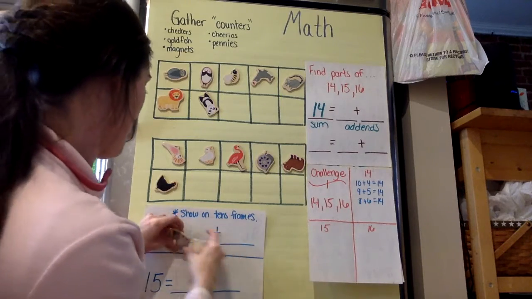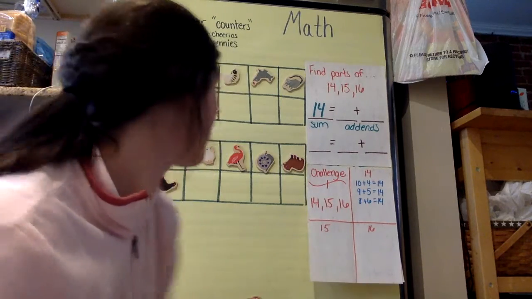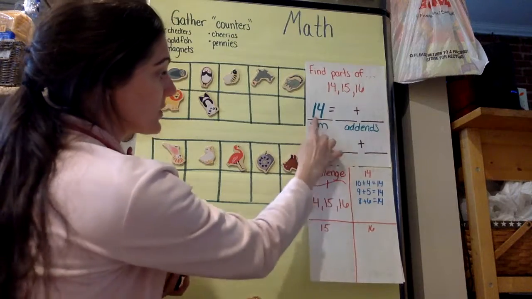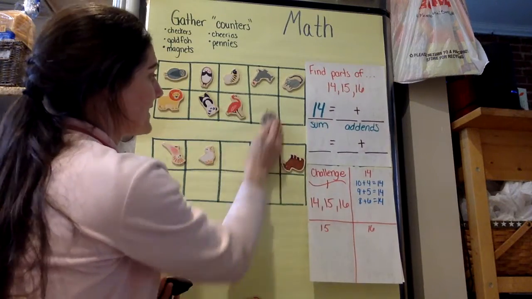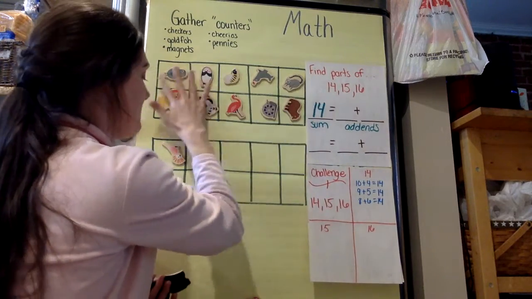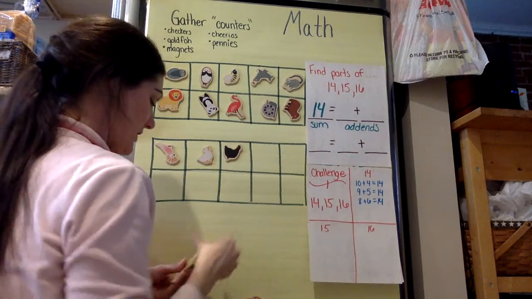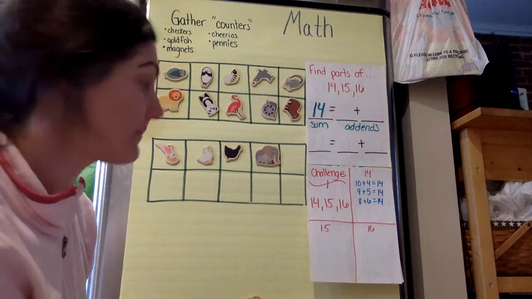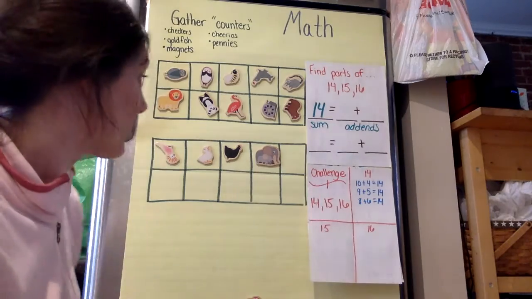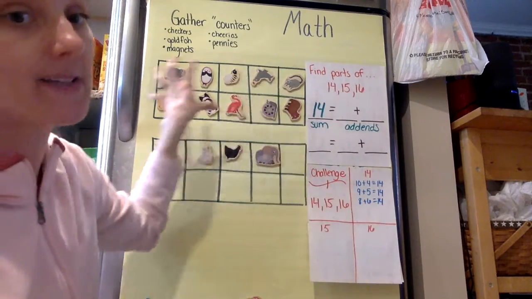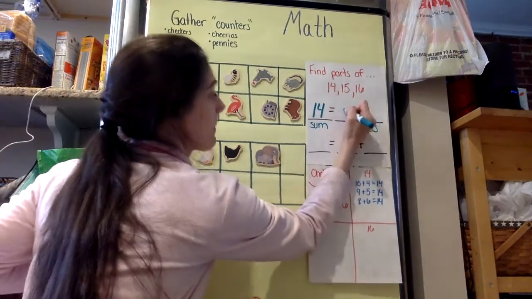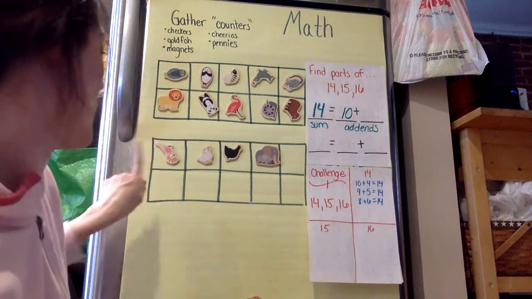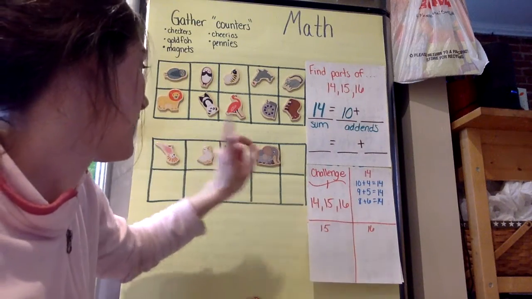Let me take this down so that I have some space to slide the magnets here. I'm starting with 14, so I'm going to fill my tens frame. I have 10, 11, 12, 13, 14. There's my 14. So my add-ins then would be 10. This tens frame is full, so that's 10, plus 1, 2, 3, 4.